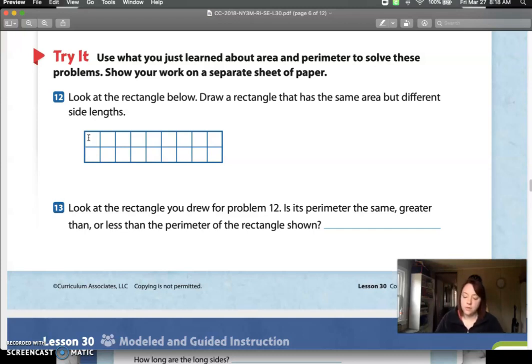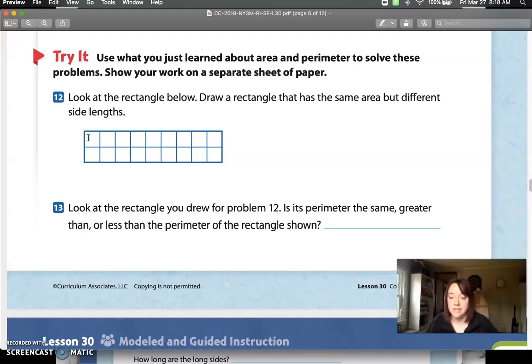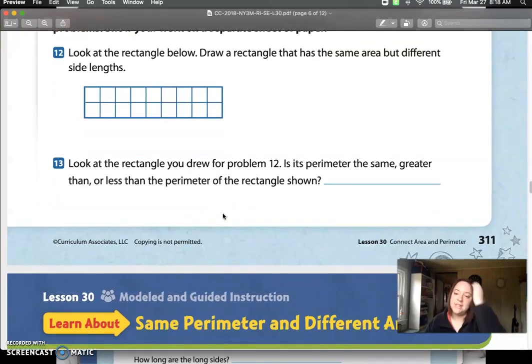Let me try to draw this real quick. Does 3 times 6 equal 18? Sure does. So we still have 18 square units in there. But we're going to try to find if the perimeter is the same. So let's look at the rectangle you drew from problem 12. Is its perimeter the same, greater than, or less than the perimeter of the rectangle shown above?